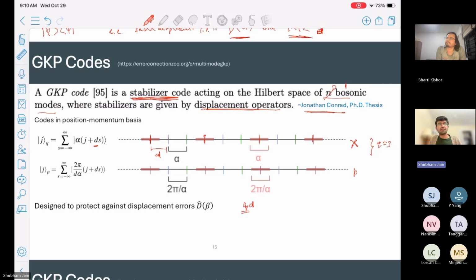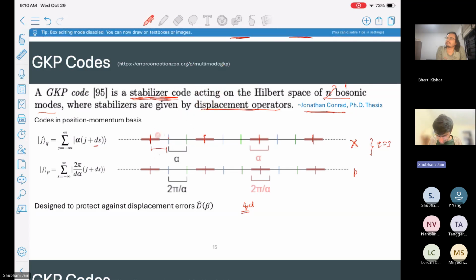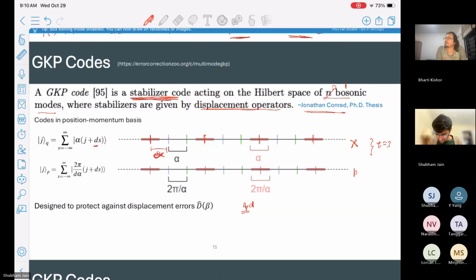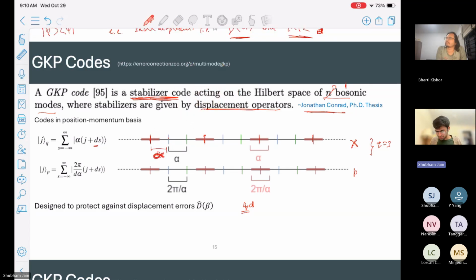So this is very simply what a GKP code looks like, and this is how you define a GKP code. If you convert it into the momentum basis, then this alpha, oh sorry, this was not alpha, this was d, this was alpha. So the displacement was d, alpha.